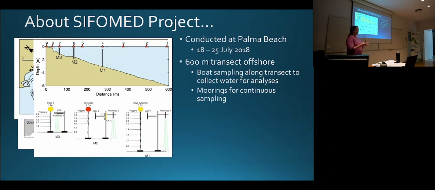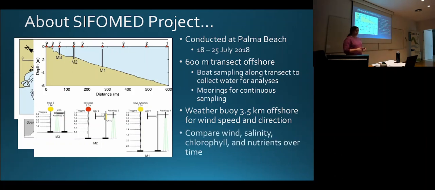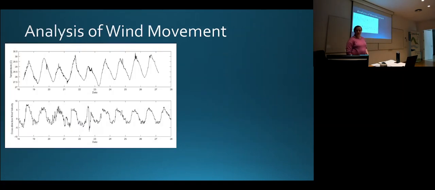For all of this, with the numbers for sample points, the lower the number, the further offshore it is, and the higher the number, the closer onshore it is. There is also a weather buoy located 3.5 kilometers offshore to collect information on wind speed and direction. The goal of my analysis of this data was to compare wind, salinity, chlorophyll, and nutrients over time to see what factors were influencing the blooms.